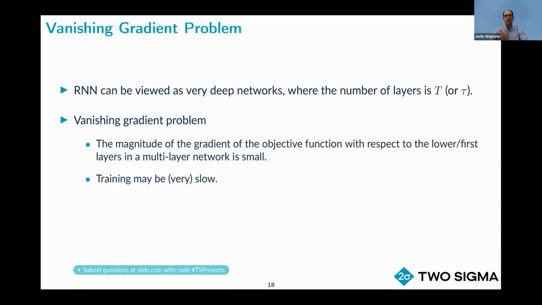Optimization of recurrent networks is similar in spirit to optimizing a multi-layer feed-forward network with capital T layers, where capital T is the length of the sequence. A well-known challenge is the vanishing gradient problem, where the gradient with respect to the lower layers in the network will be small in magnitude. This leads to stochastic gradient descent converging very slowly. A similar phenomenon can occur in recurrent networks, where the magnitude of the gradient with respect to the memory states far in the past may be small, and this can make training slow.